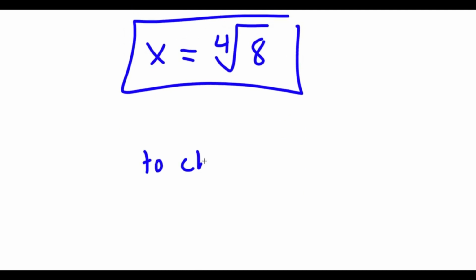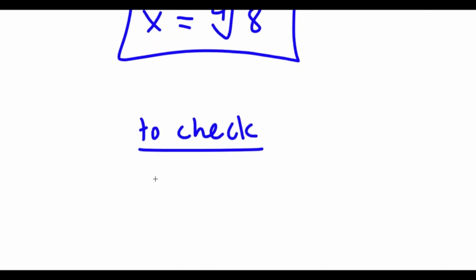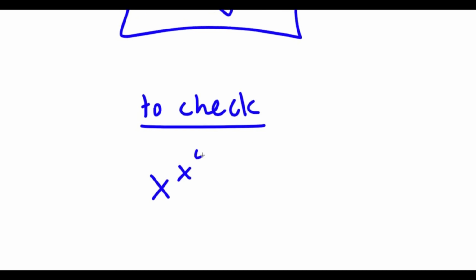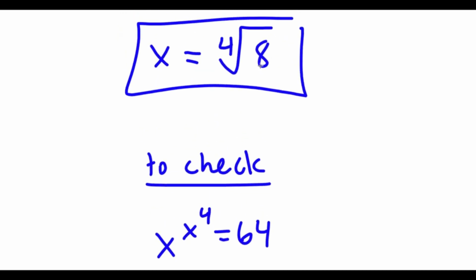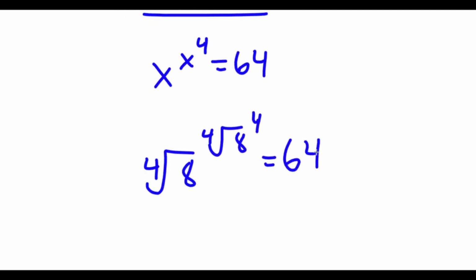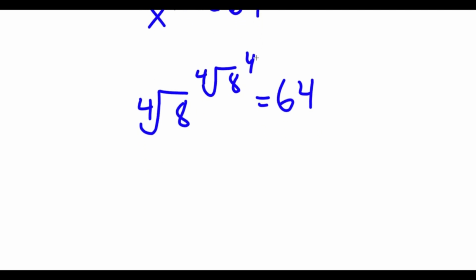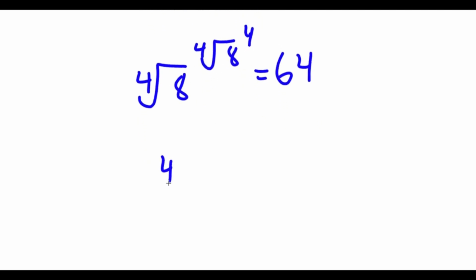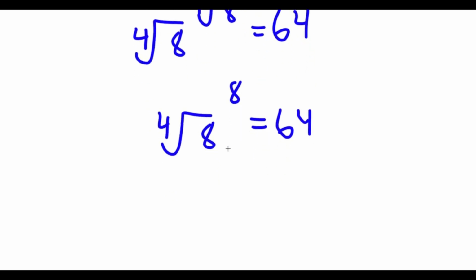So now to check, my original equation was x to the power of x to the power of 4 is equal to 64. x is equal to the fourth root of 8, so now I have the fourth root of 8 to the power of the fourth root of 8 to the power of 4 is equal to 64. Now the fourth root of 8 to the power of 4 is simply 8. So now I have the fourth root of 8 to the power of 8 is equal to 64.